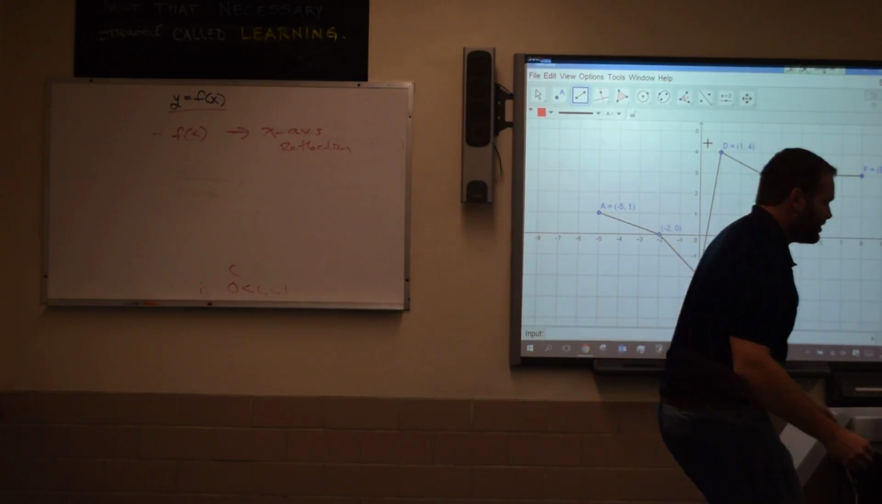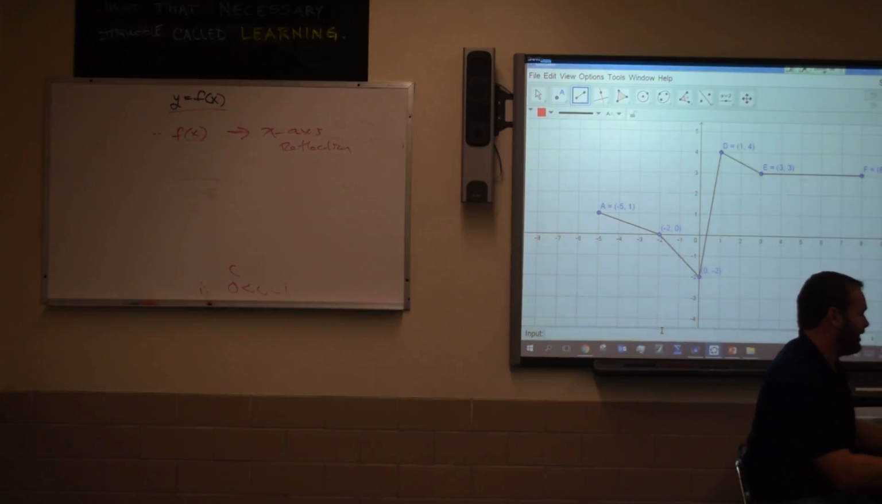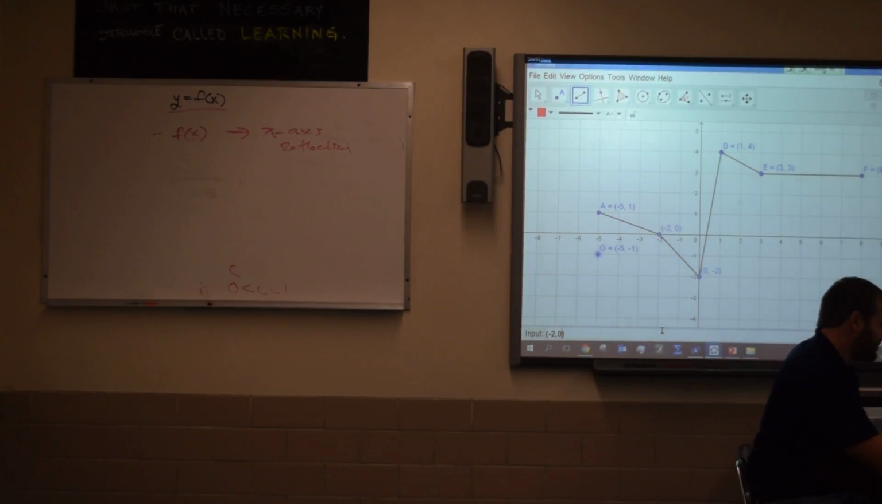The y. Okay? So now when I multiply every y value here by a negative, it's going to be -5, -1. So give me -2, 0. Give me 0, 2. Be 1, -4. 3, -3. And 8, -3.